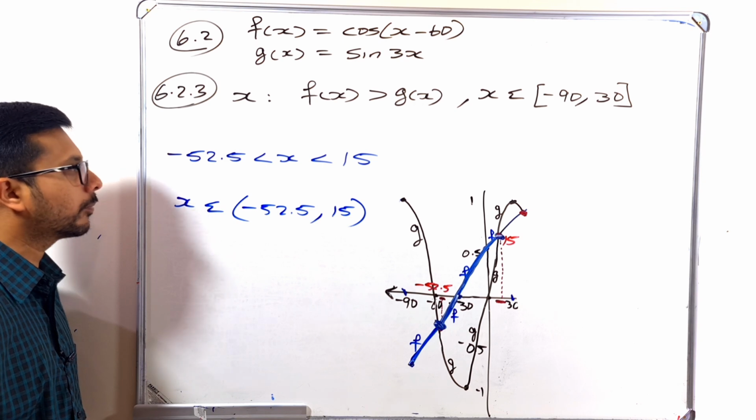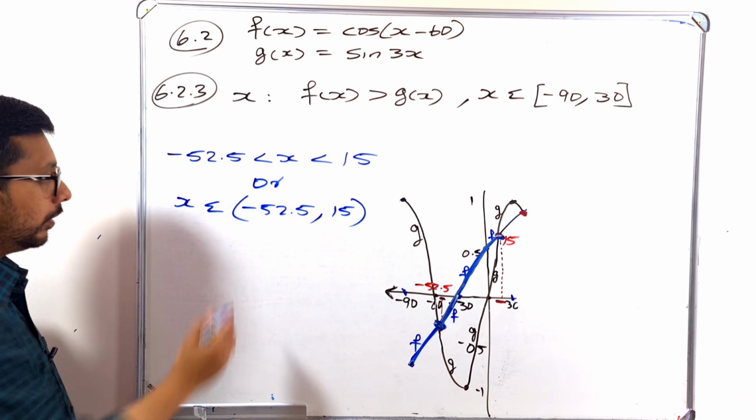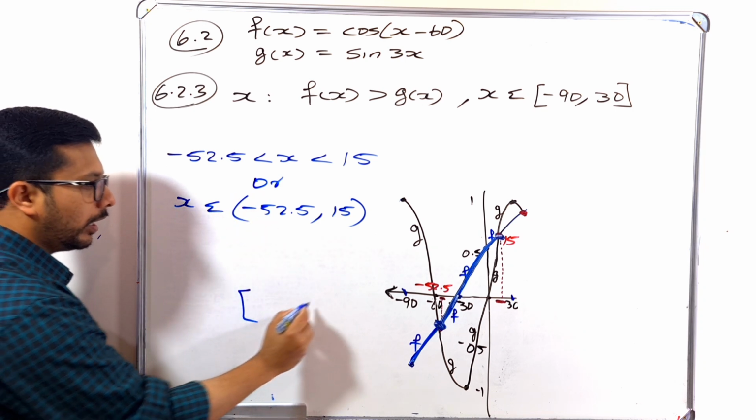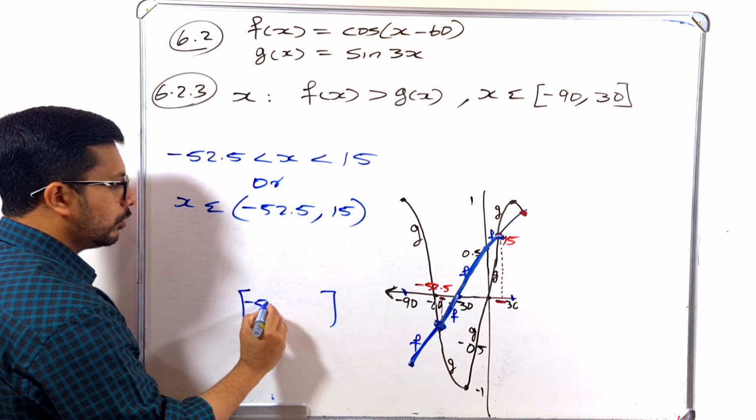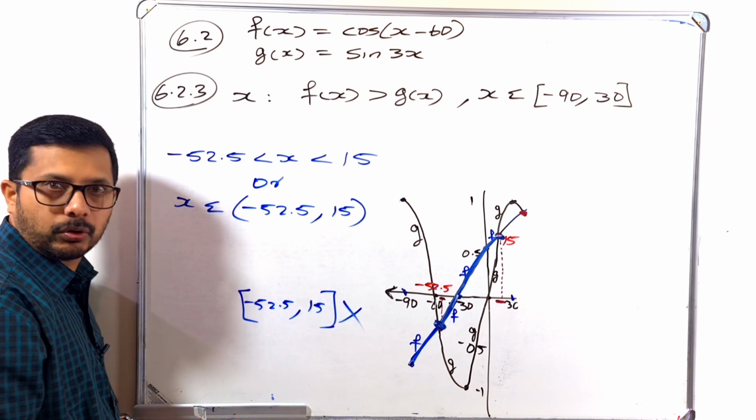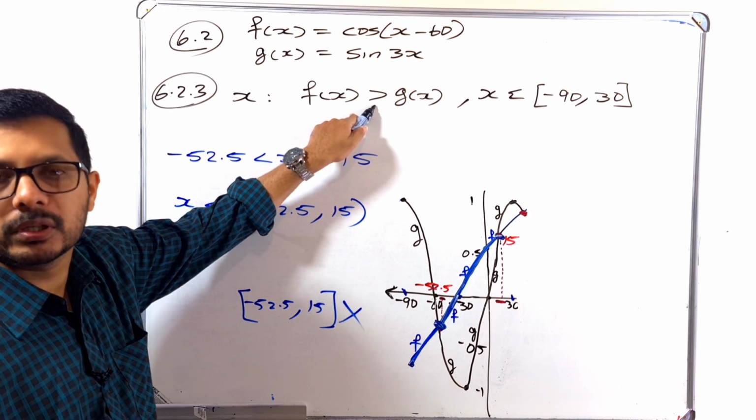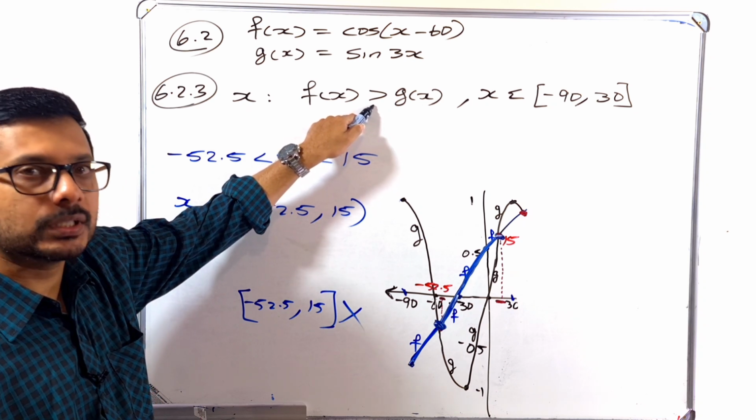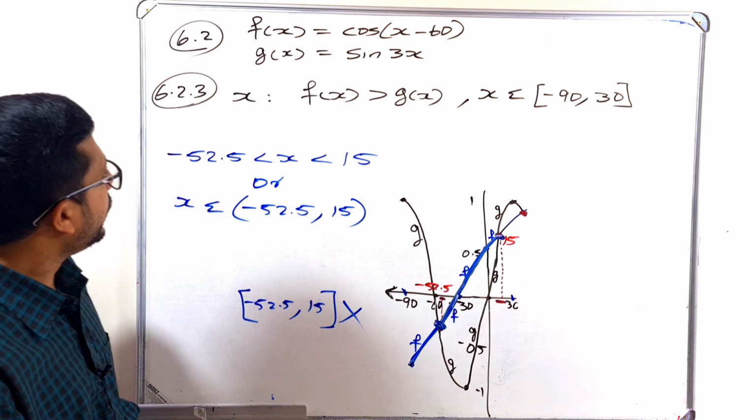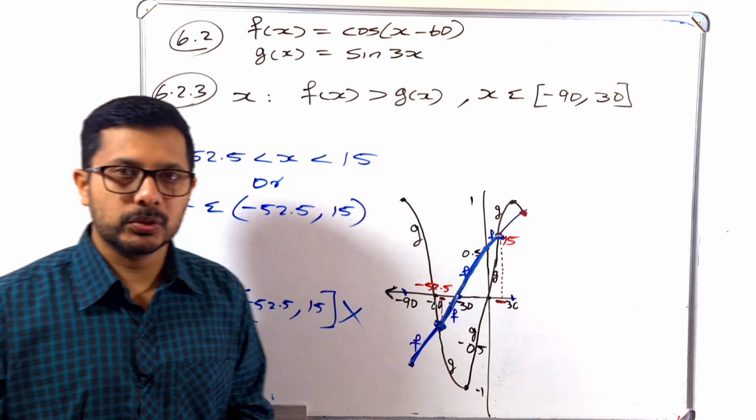Okay, so same thing. Now when you write it like this, don't put a square bracket. If you put an answer like this with square brackets, minus 52.5 and 15, then it is wrong. Do you know why? Because here it is only greater than, not greater than or equal to. If it is greater than or equal to, then you are supposed to write it like this. Okay, so that is question number 6.2.3. Now let's move to the next question, question number 7.